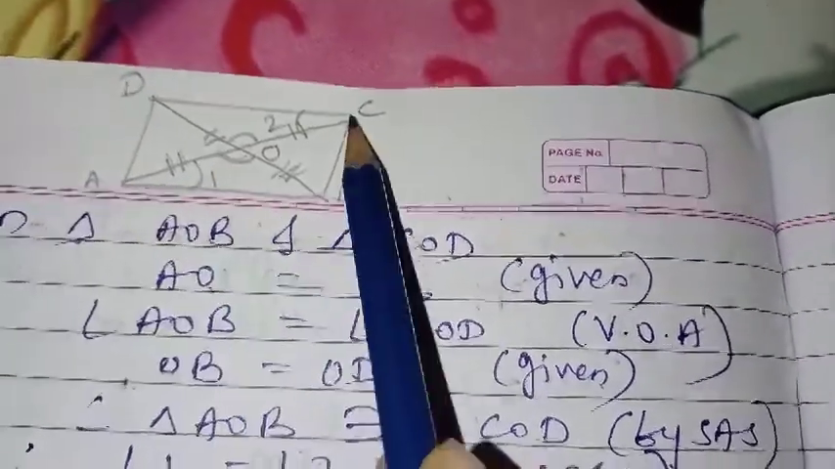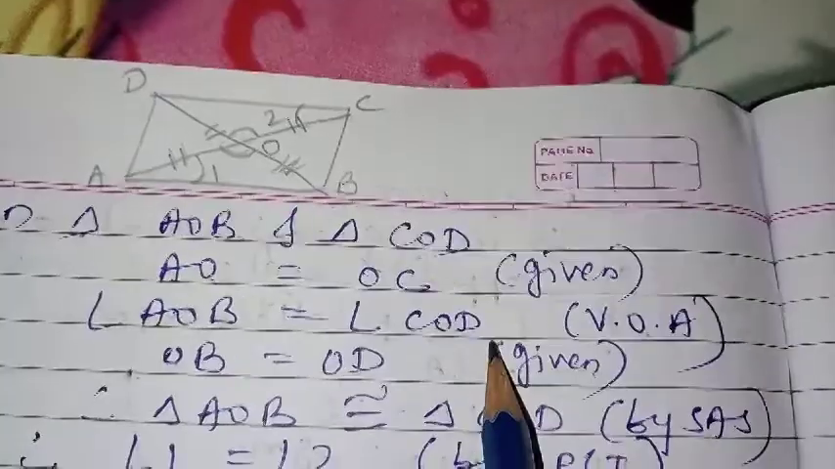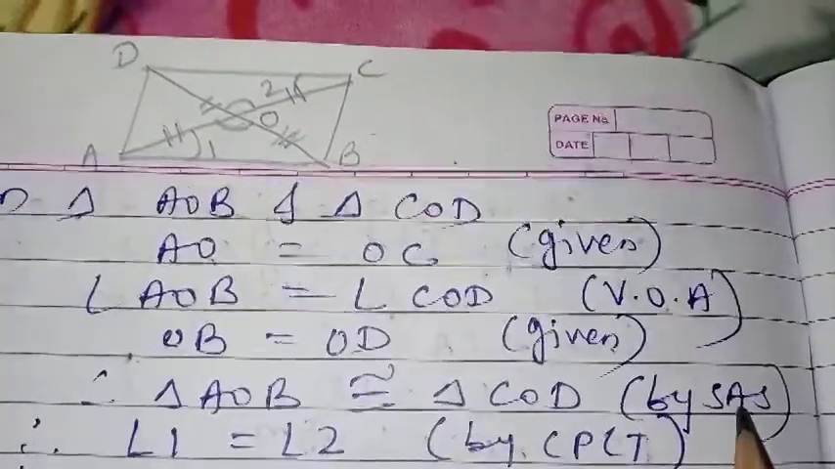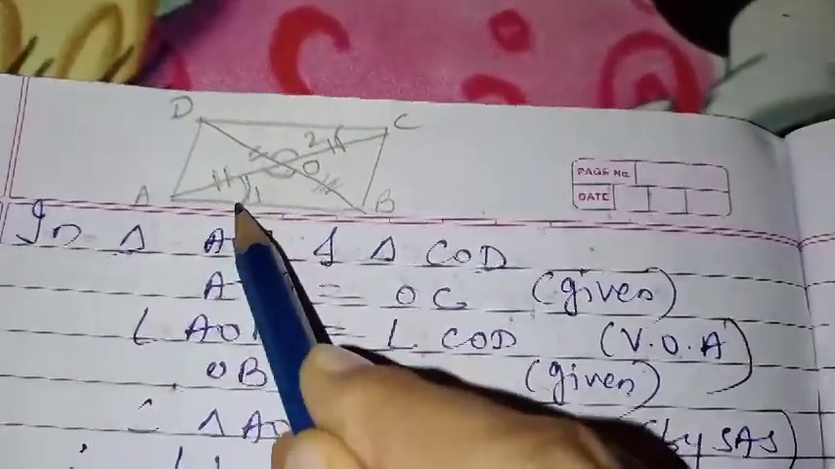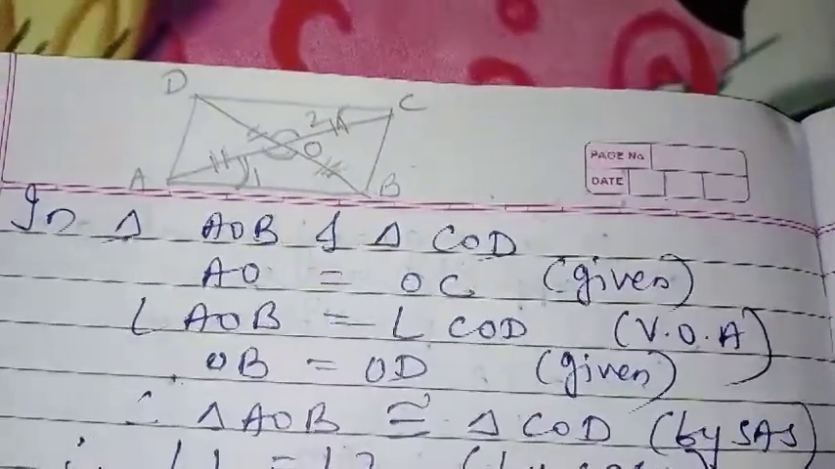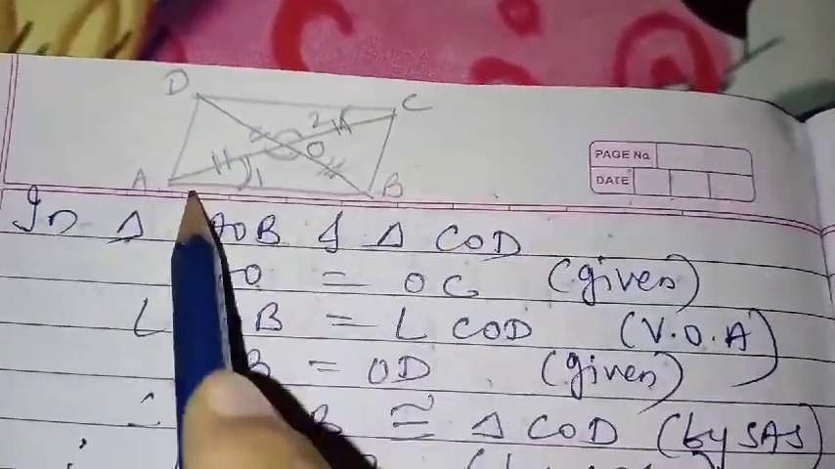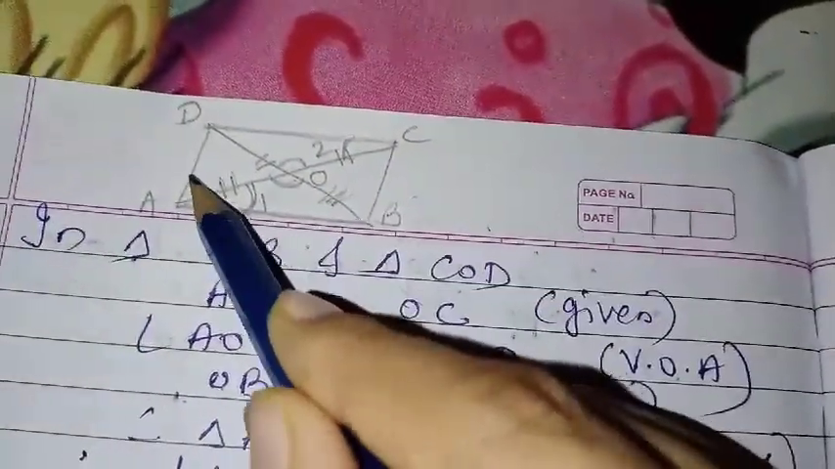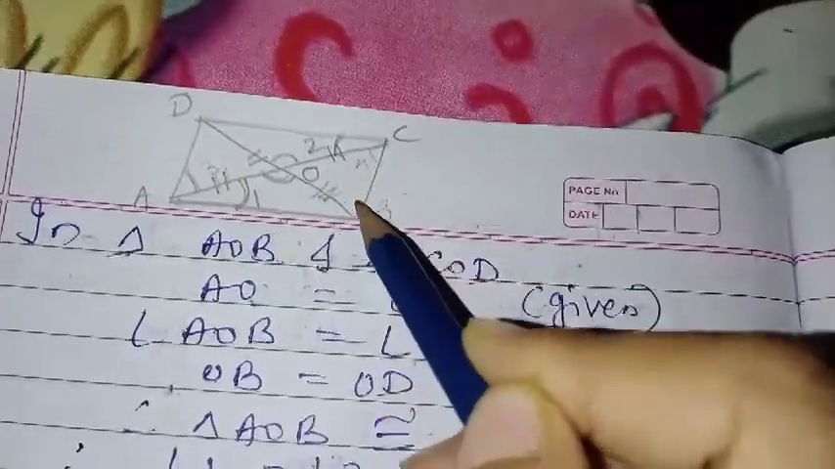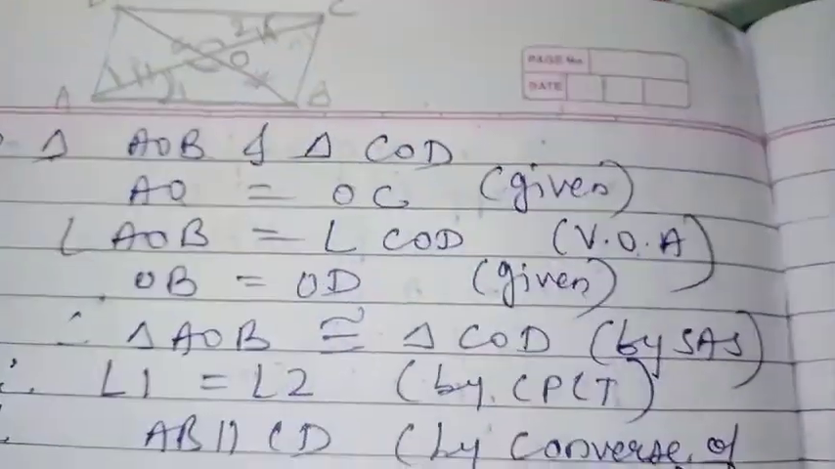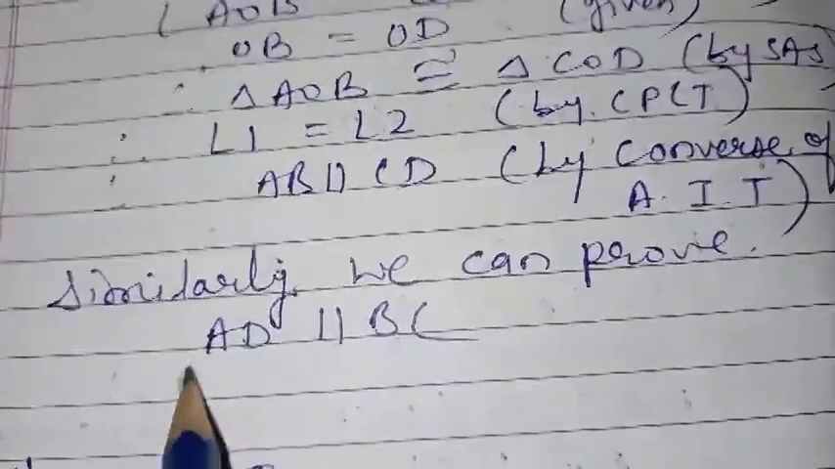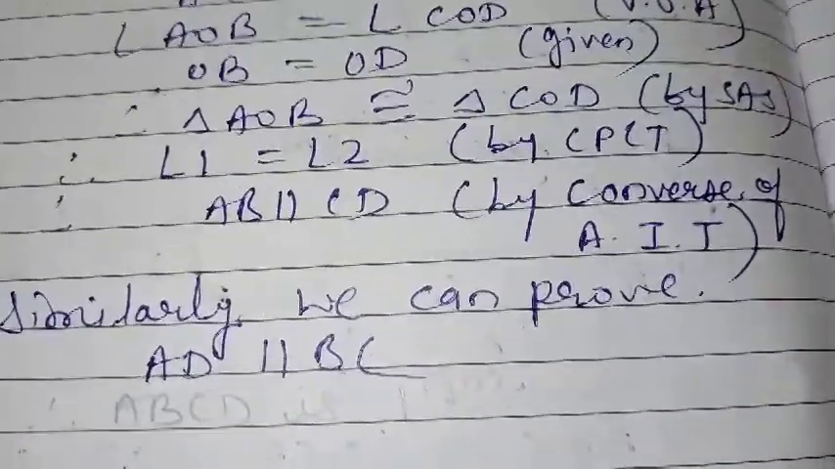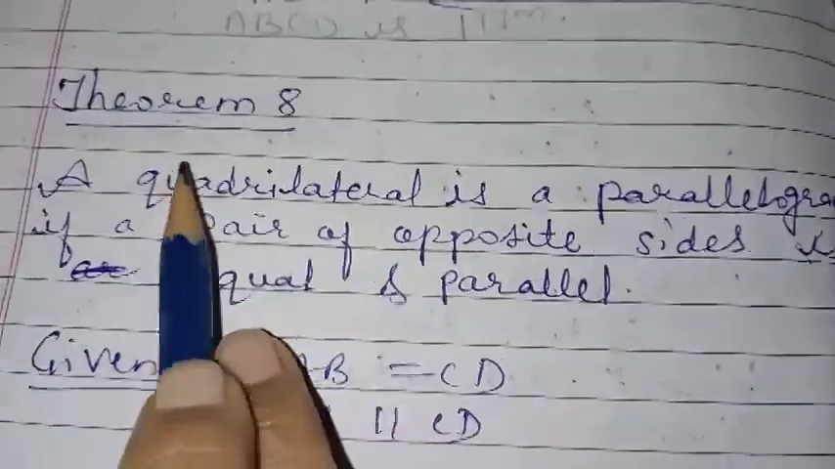AO equals OC given, angle AOB equals angle COD, vertically opposite angles, and BO equals OD. Therefore, triangle AOB is congruent to triangle COD by side, angle, side. Hence angle 1 is equal to angle 2 by CPCT. So by converse of alternate interior angle theorem, AB is parallel to CD. Correct? Similarly, you can prove angle 3 is equal to angle 4, and that AD is parallel to BC, and hence ABCD is a parallelogram because both pairs of opposite sides are parallel. Understood? Now the last theorem is theorem number 8.